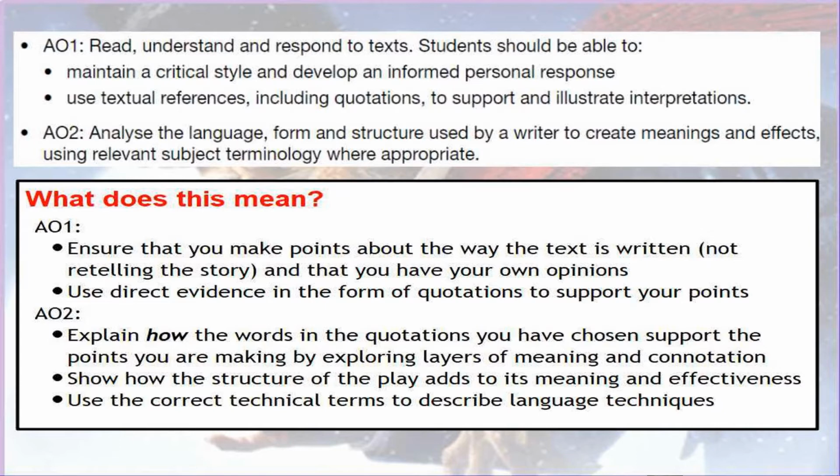So you need to drill down and really look for the layers of meaning. It is much, much better to have fewer pieces of evidence and to explore them in depth than it is to have lots and lots of evidence that you just superficially attempt to explain. Because assessment objective 2 is really about analysis rather than explanation. So it's not just saying what the evidence means, it's demonstrating that you can take your analysis as far as possible. Part of that also, if you look at the final bullet point there, is using correct technical terms.